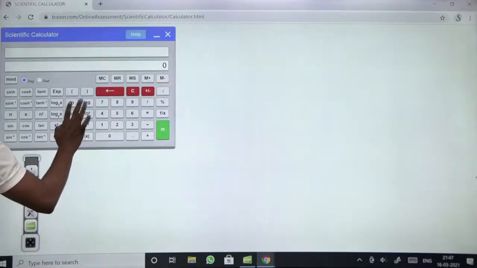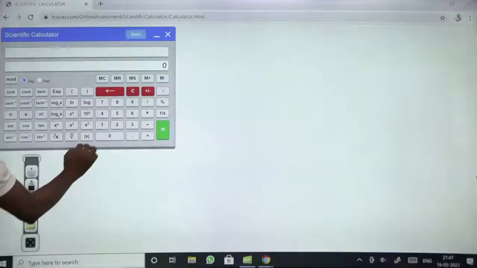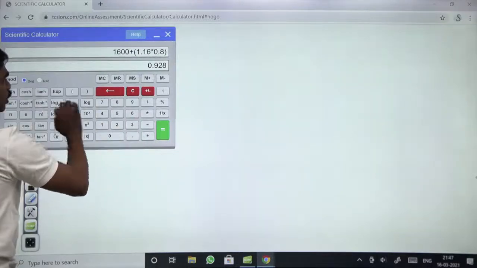So now this is the virtual calculator that you see in your exam. So let us calculate this: 1600 plus 1.16 into 0.8. This is what we have.